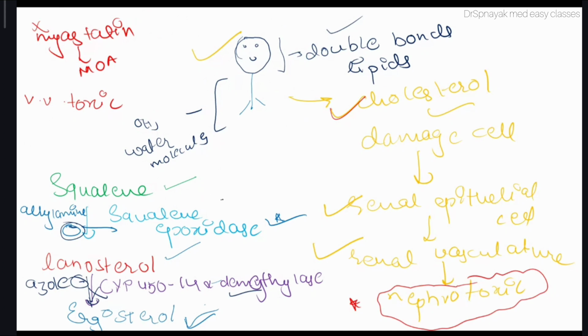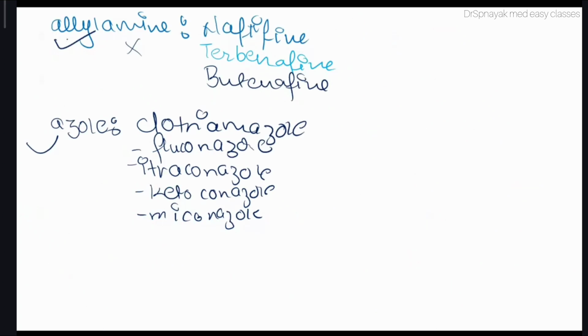Now, this squalene epoxidase and the CYP450 enzyme 14 alpha demethylase are also present in human cells. So these allyl amines and azoles also have lower affinity for the squalene epoxidase and the CYP450 enzyme present in humans. So ultimately this will lead to toxicity.